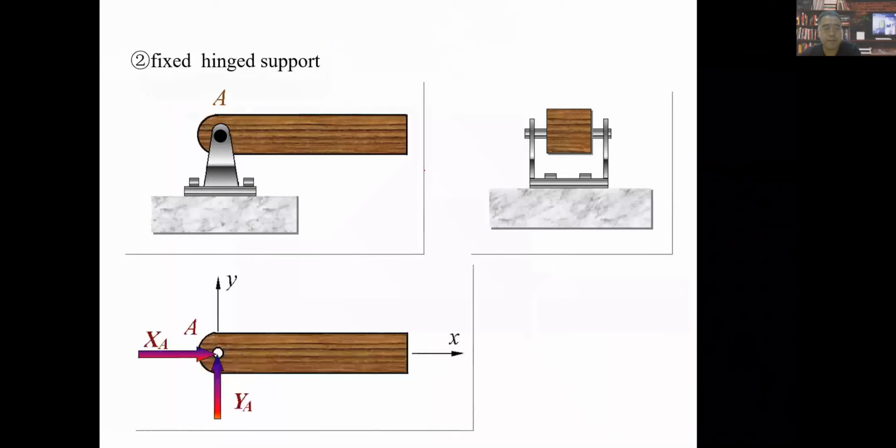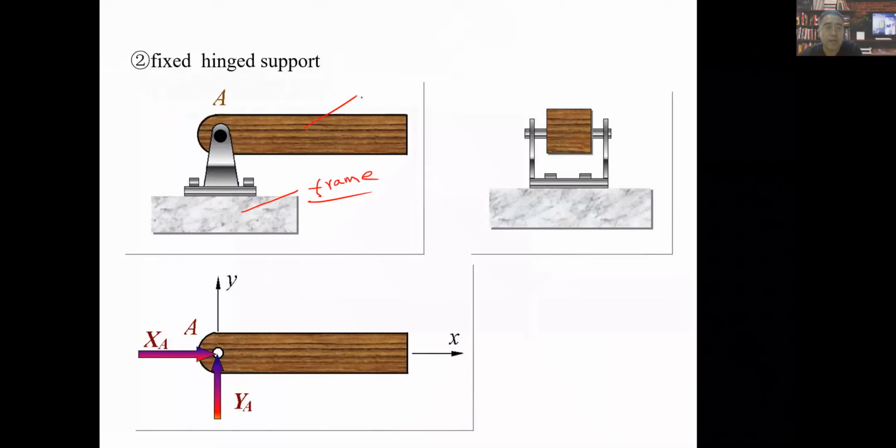See? Actually, this is fixed here. Maybe we just think of the ground as the total one, because it is always stationary, it doesn't move. We call this the frame. The frame is the thing that does not move at different times, right? So this is a fixed hinge support.